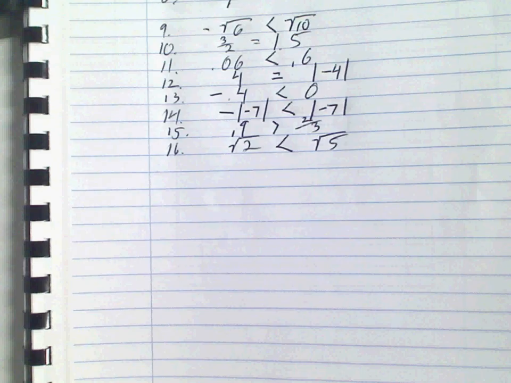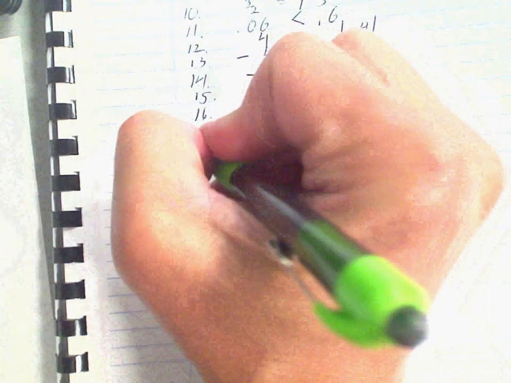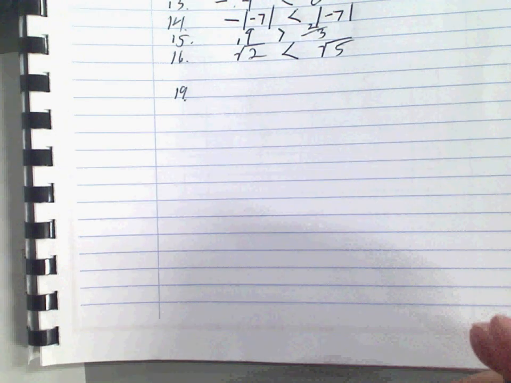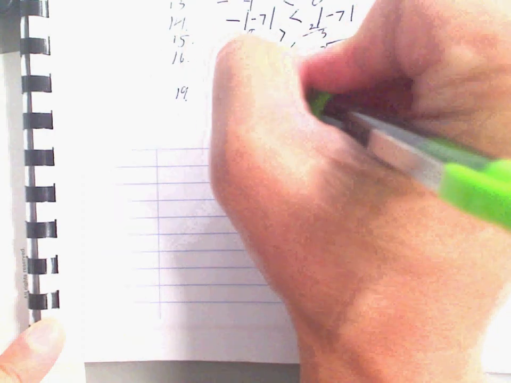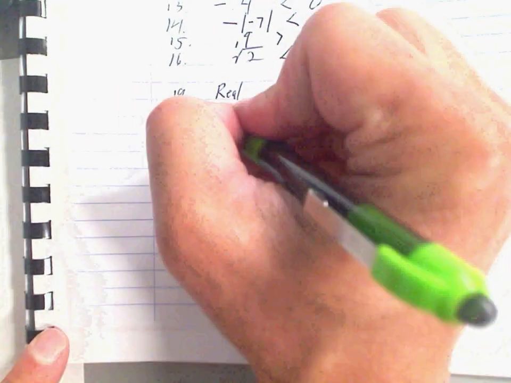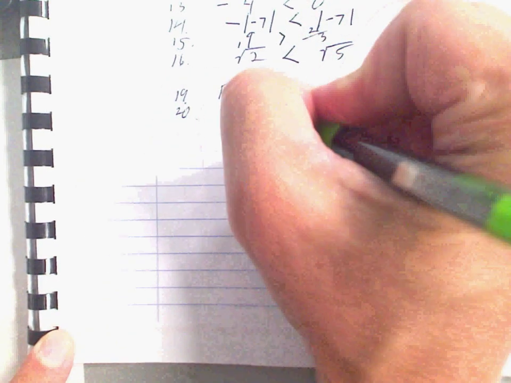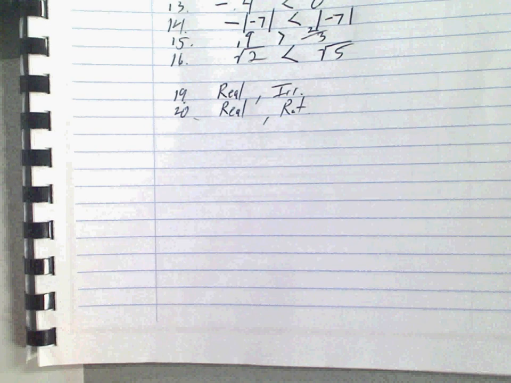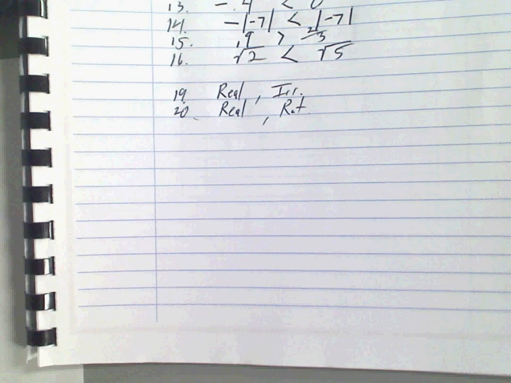All right. 19 we did together yesterday. Again, 19, that number is a real number, and it's an irrational number. 20 is a real and a rational, and that's it. And then we get to name properties.